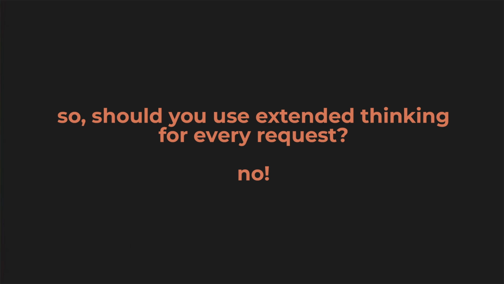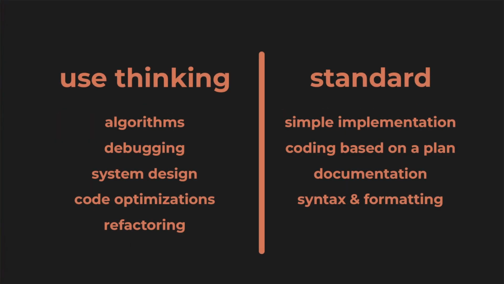But beyond that, it's not always necessary. Sometimes standard mode works just fine, and even better for certain tasks. So when should you use extended thinking and when should you skip it? Here's a quick breakdown. You want to use extended thinking for things like complex algorithm design, debugging hard-to-trace issues, architectural planning, code optimizations, major refactoring.